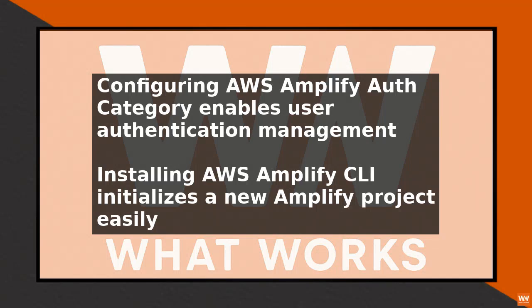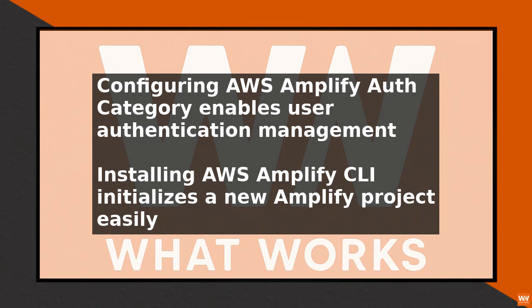Configuring AWS Amplify Auth category is a straightforward process that enables you to manage user authentication in your application. To start, you need to install the AWS Amplify CLI and configure it with your AWS account. Once installed, run the command Amplify init to initialize a new Amplify project.